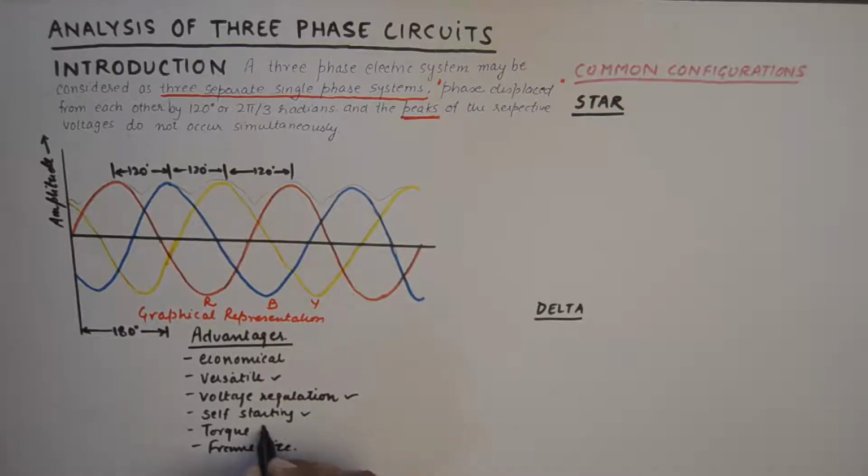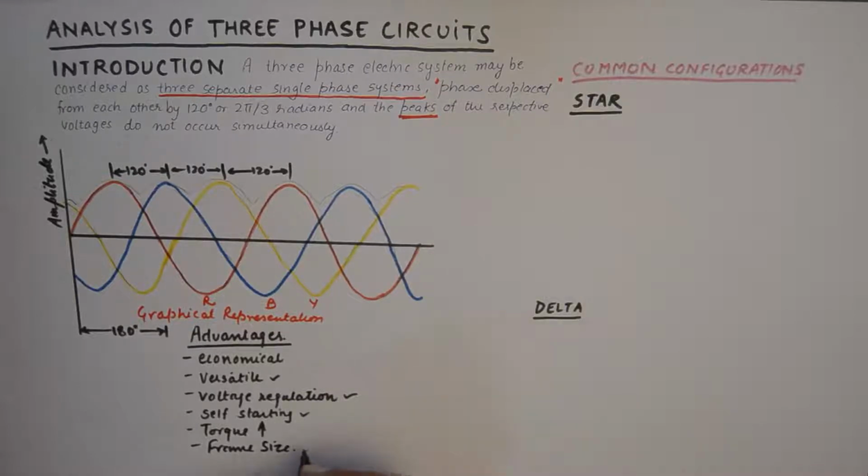The torque produced is pretty high, and for a similar frame size to what we would have used in a single-phase system, it will offer much greater output power. So the frame size, you can say, is reduced significantly.